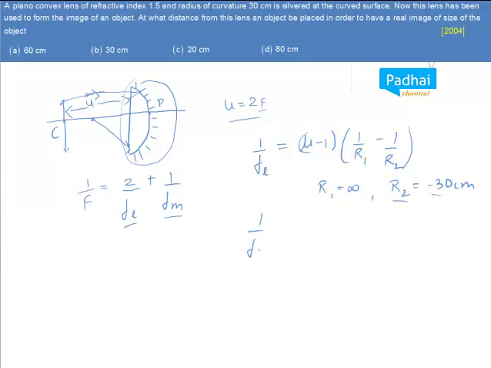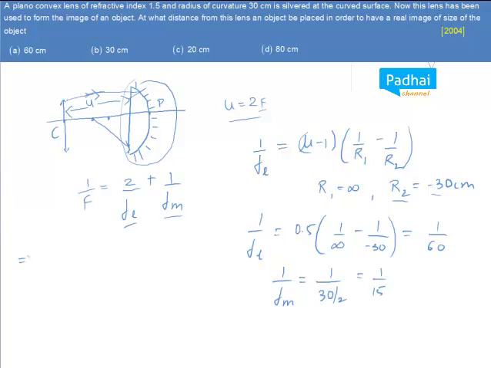So that means 1 upon FL will be equal to 0.5, which is 1.5 minus 1, times 1 upon infinity minus 1 upon minus 30, right? So this will be equal to what? 1 upon 60. And what about 1 upon FM? FM will be R by 2, because the radius of the mirror is 30. So the focus will be at R by 2 distance, 1 upon 30 by 2, which will be equal to 1 upon 15, right?